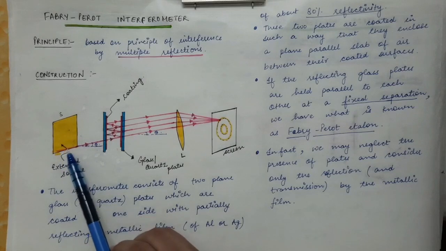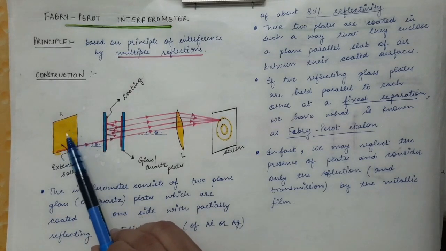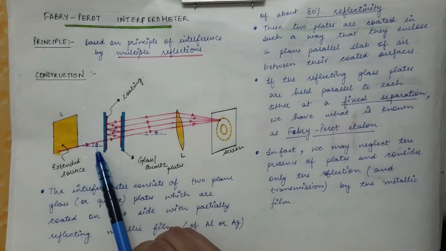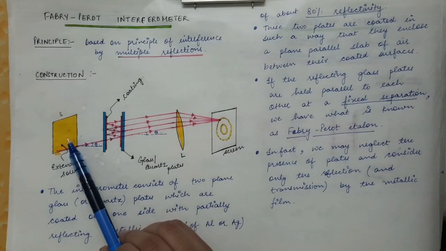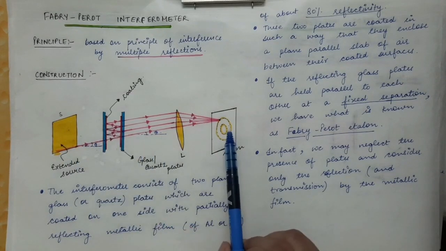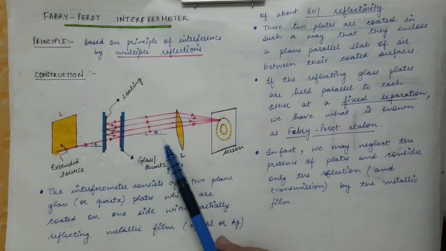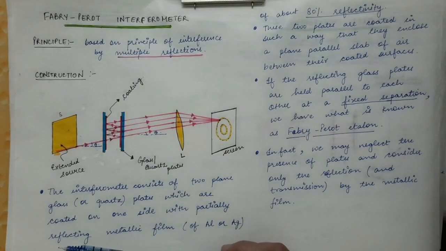Similarly, all the incident rays which come from any point of this extended source, but which make an angle of theta with the horizontal axis, will converge on a particular fringe. So they all will make up one fringe, which means the fringes observed in the Fabry-Perot interferometer are the fringes of equal inclination, and these are also called Haidinger fringes.